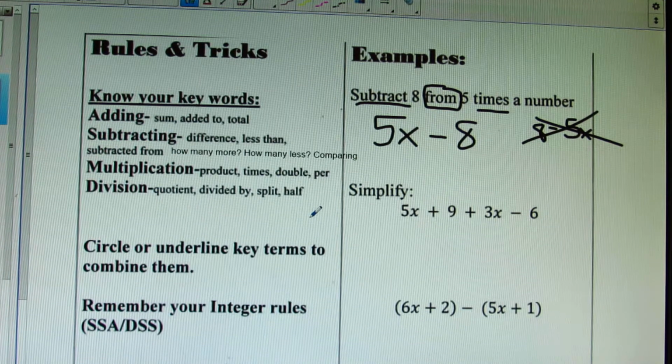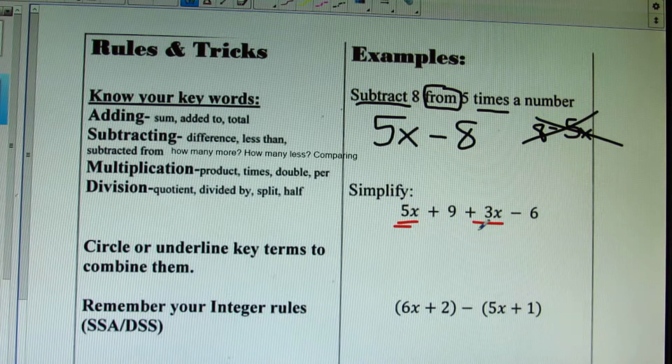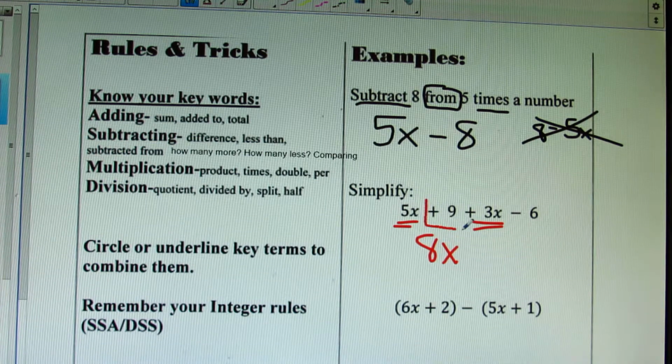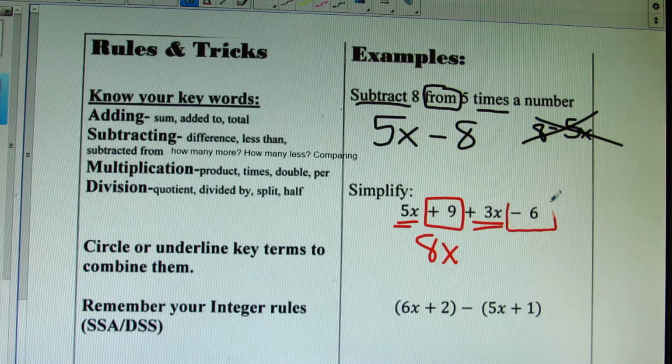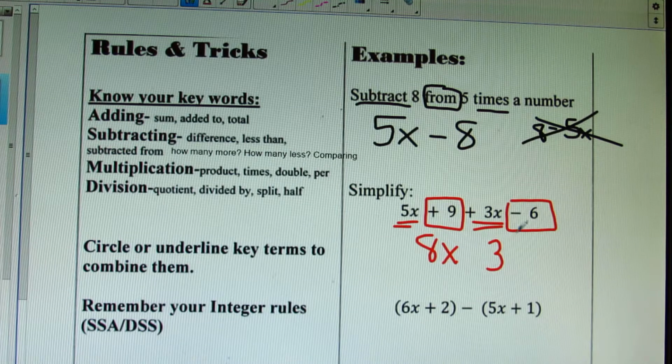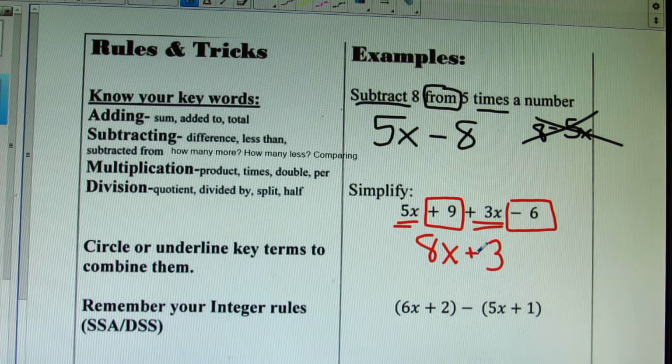Now I have to simplify. Simplifying by combining like terms. What's a like? 5x is a like with positive 3x because they have the same variable and the same exponent. 5x plus 3x gets me 8x. Same signs add and keep. Other terms that are alike, my positive 9 and my negative 6. These are different signs, so I have to subtract them. When I subtract them, I get 3. Final answer will be a positive 3.